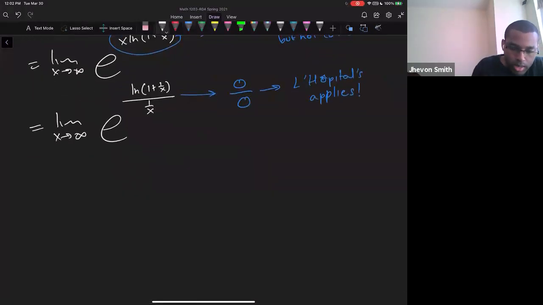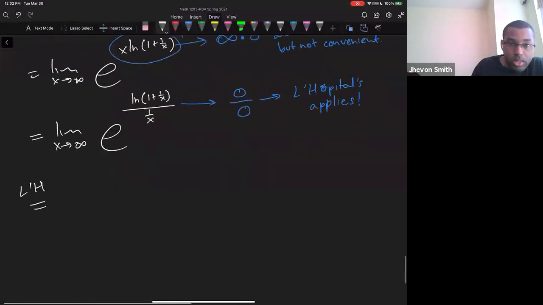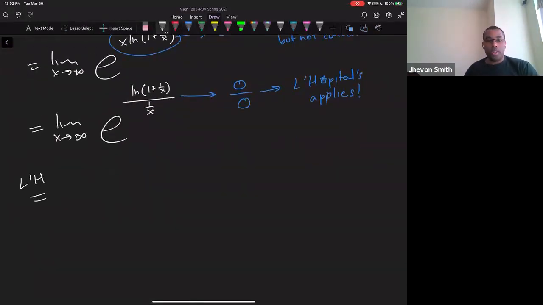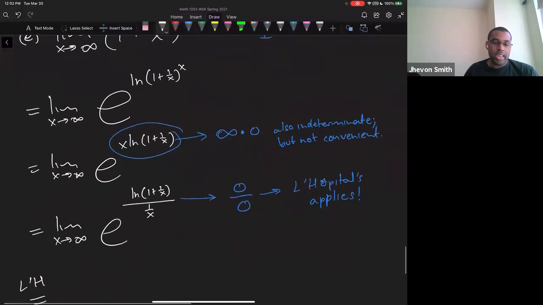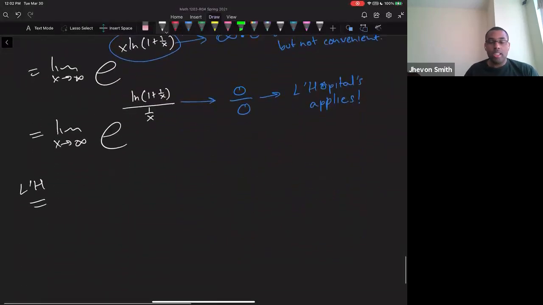So I'm gonna do that. L'H. Notice that I just wrote that on the equal sign because I've not applied L'Hopital's rule until this point. Everything else I was doing was just a simplification, a rewriting, a restating of what I had. But at this point, I'm in a position where I can use L'Hopital's rule because I have that 0 over 0.